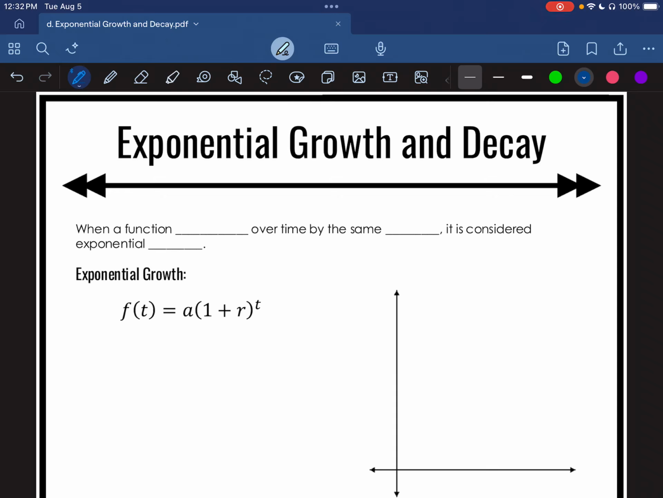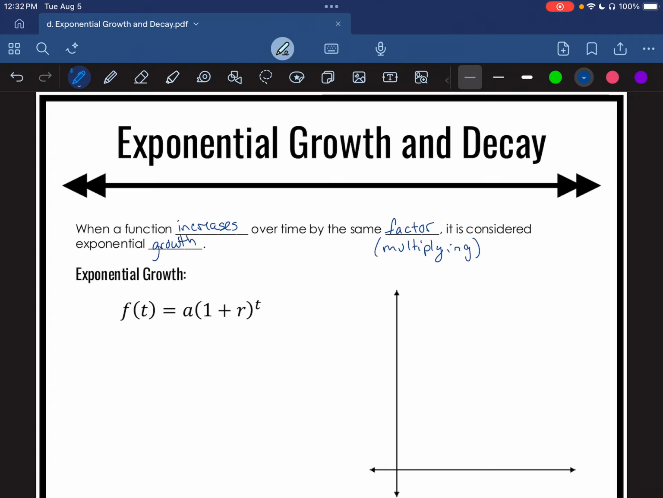So what I'm going to do here is we're going to talk about growth on one side and decay on the other, and you're going to want to have your calculator or Desmos handy for this because we're going to need it to solve some of these equations. So when a function increases over time by the same factor, here meaning rate that we are multiplying, it is considered exponential growth.